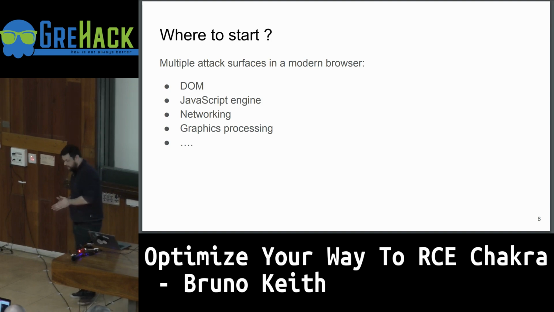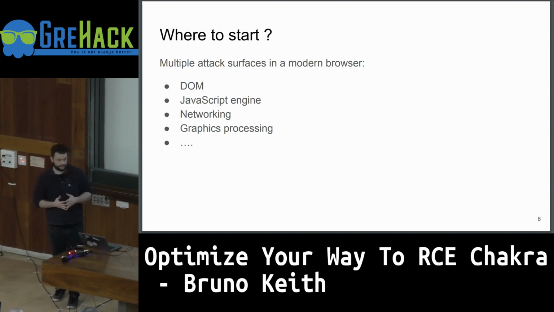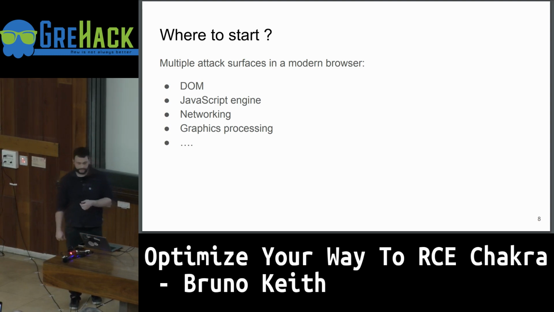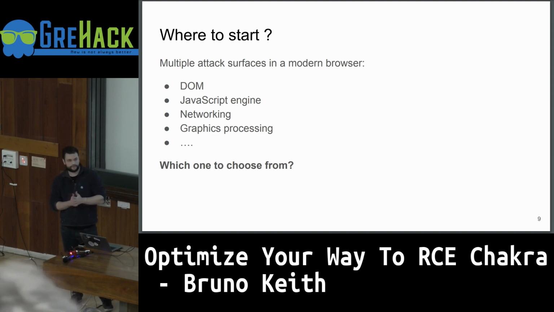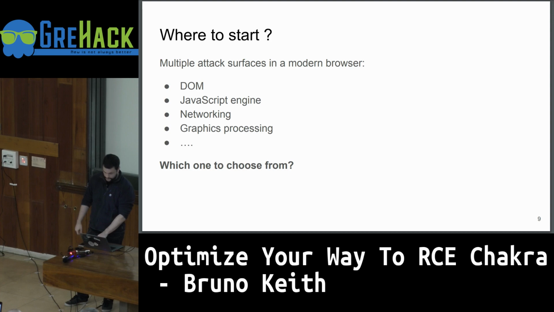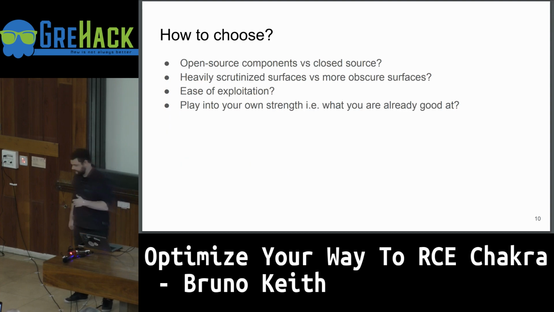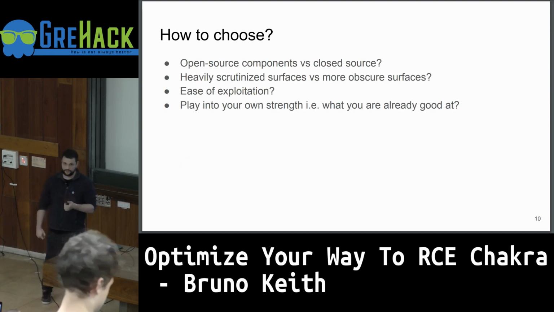So now the question is, where do we start with this? There are a lot of attack surfaces in modern browsers, so you have the DOM, JavaScript engine, the networking layers, the graphics processing, etc. And the question that we can ask ourselves is, which one are we going to choose in order to try to attack this particular target? So with that comes the next question, which is, how do we choose?